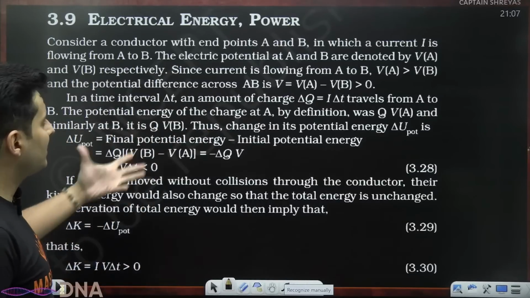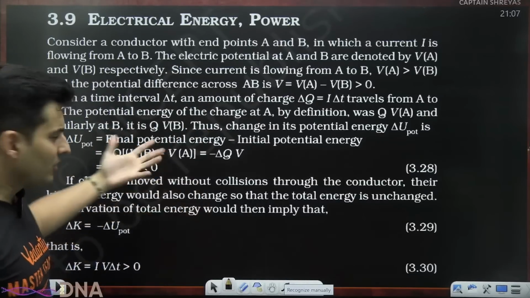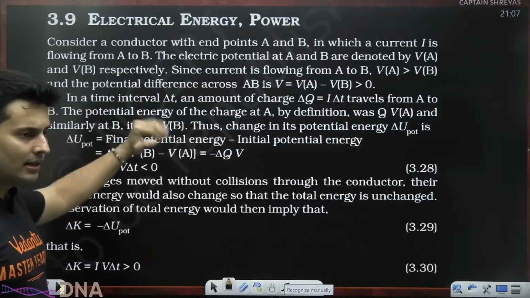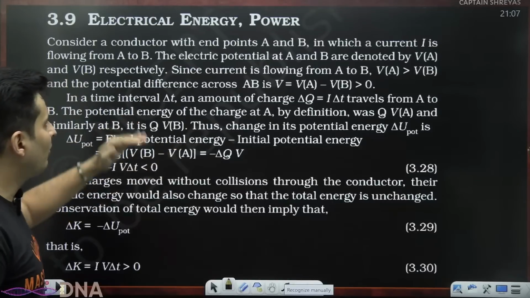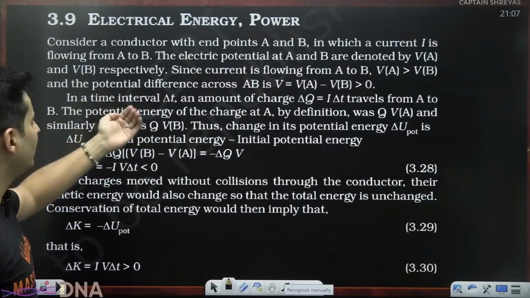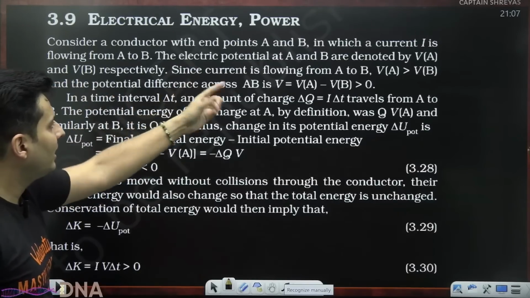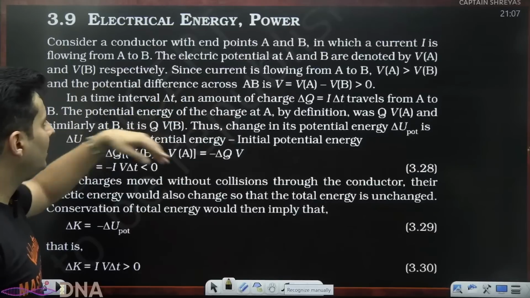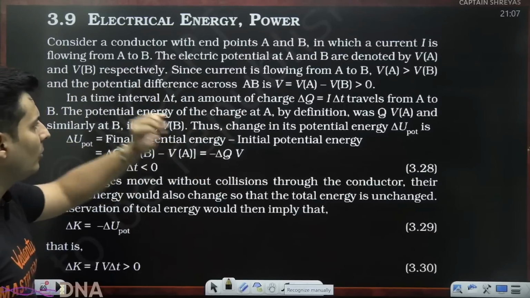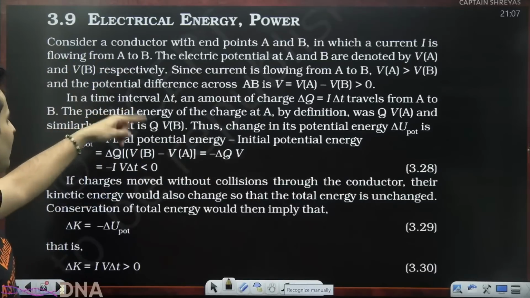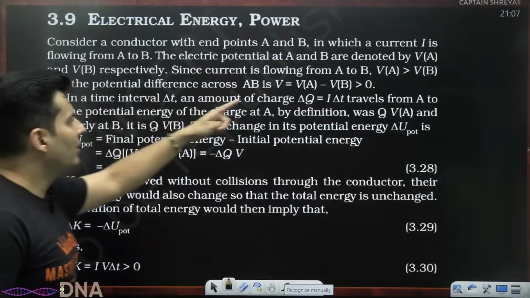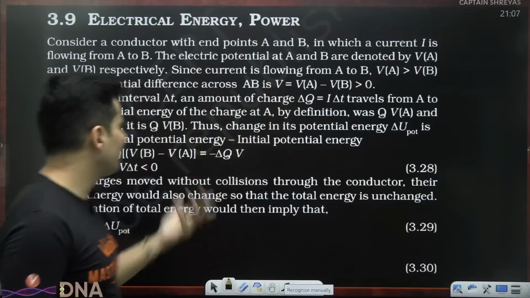Starting off with electrical energy and power. Consider a conductor with certain endpoints. I will read it for you. Some important things I will underline and I will obviously explain it to you. So imagine current I is moving from one point to the other. At points A and B, the potential is VA and VB. Since the current is going from A to B, and current always goes from high to low voltage, VA is more than VB. Assume that the voltage difference between them is V.